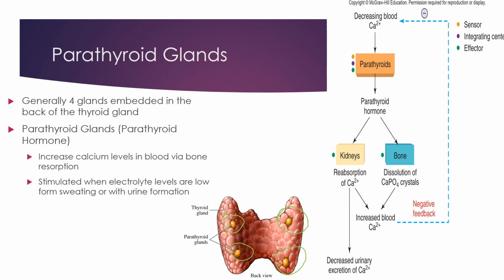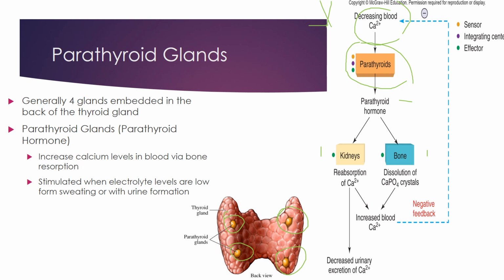If we look here at this figure and flow chart, when we have decreasing blood calcium levels, this is going to activate the parathyroid glands. The parathyroid is acting as the sensor, integration center, and the effector all in one. The parathyroid glands then produce parathyroid hormone and release it out into the kidneys and then into the bones, where they'll have an effect.